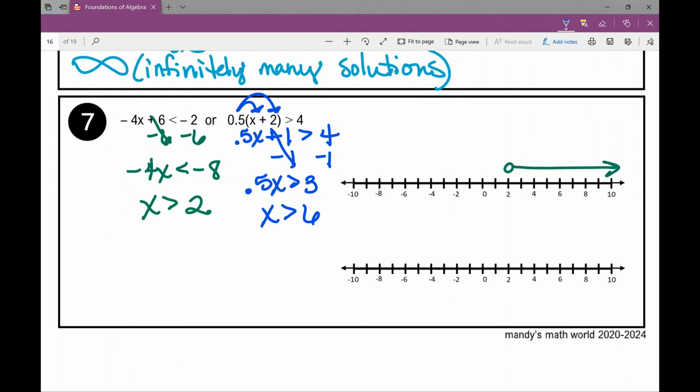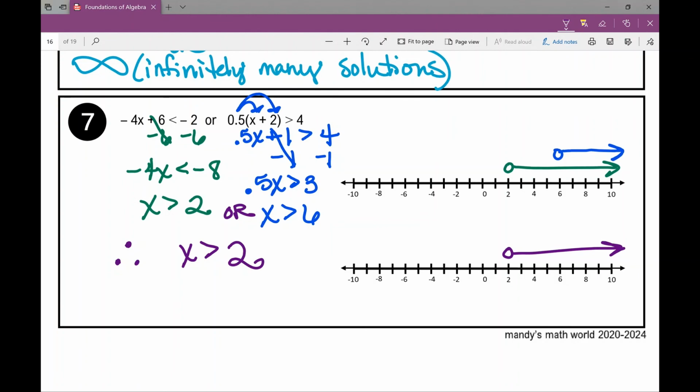So what would that look like? X is greater than 6. So here's one of those situations where x could be greater than 2 or x could be greater than 6. This is not an and inequality, it's an or inequality. So what would your solution be? Therefore, your solution is x is greater than 2. It doesn't have to be the overlapping shaded region when you have an or compound inequality. So x is greater than 2, open dot at 2, shaded to the right.